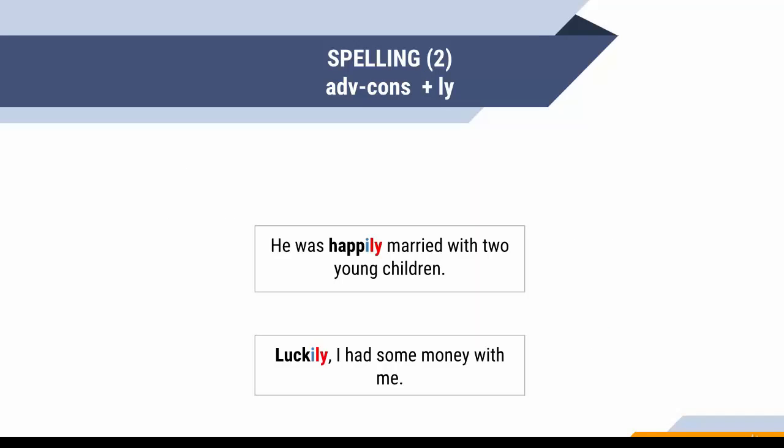Something else. He was happily married with 2 young children. Luckily, I had some money with me. Happily, so the adjective finishes in consonant plus y. When the adjective finishes in consonant plus y, the adverb is formed with ly again, but be careful, y goes into i. Happily, luckily. Always for these spelling rules, try to memorize the examples, not the rules themselves.